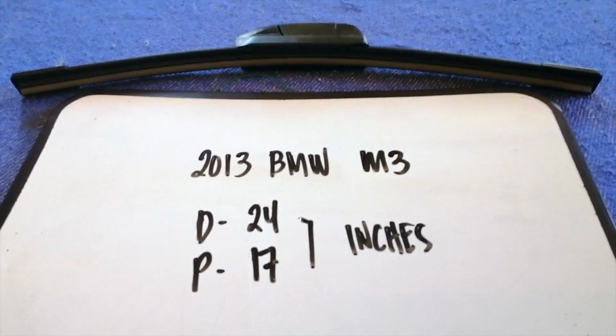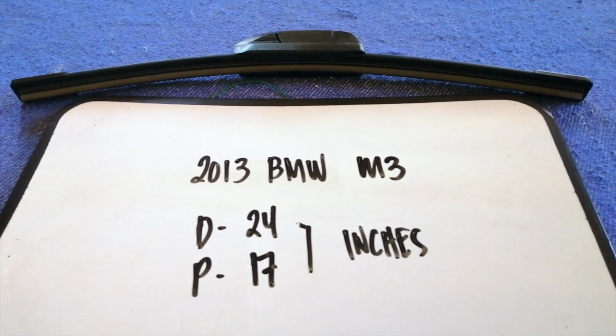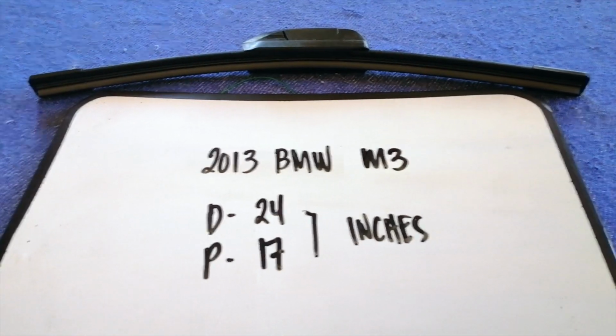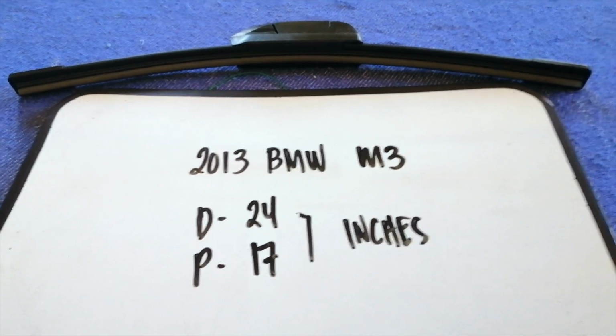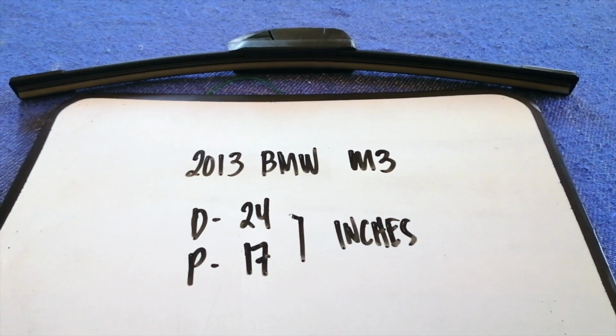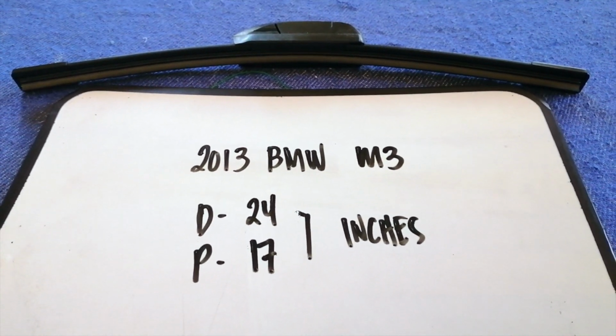So once again, the wiper blade replacement size for the 2013 BMW M3 is 24 inches for the driver's side and 17 inches for the passenger side.